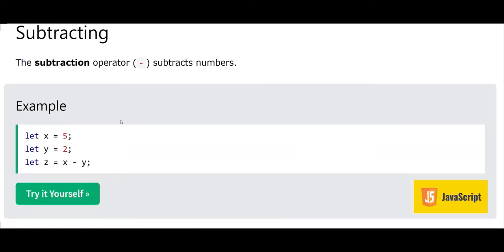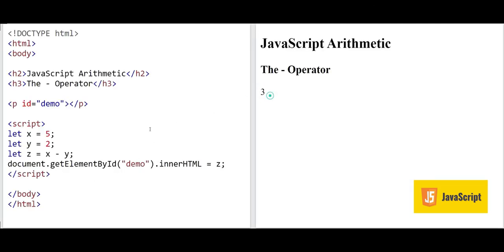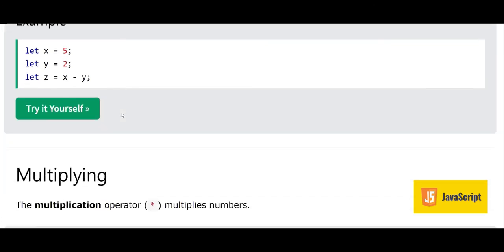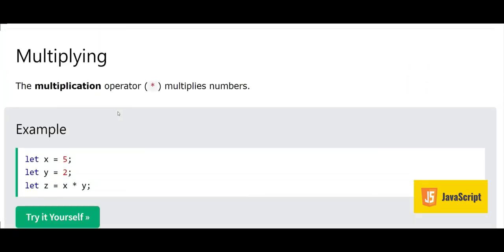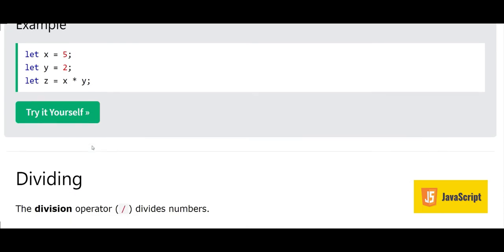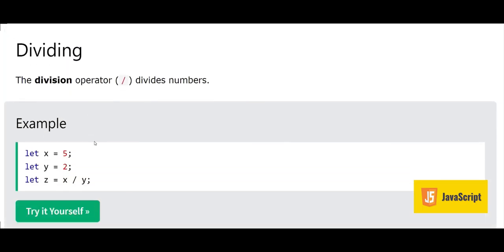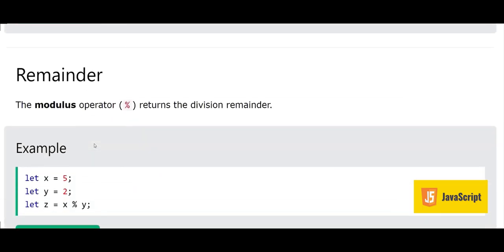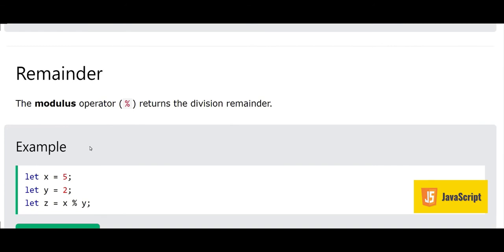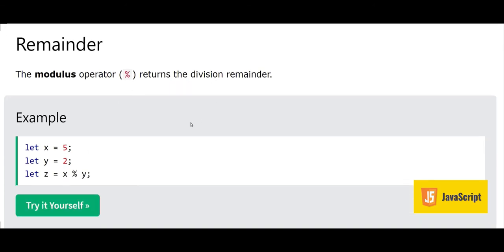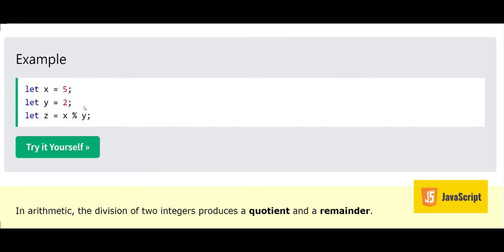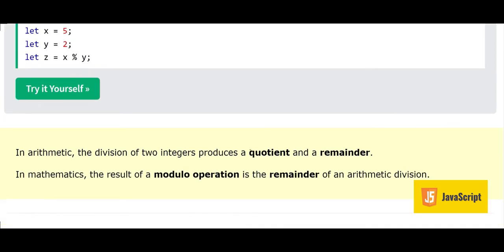Similarly, we have subtraction. Subtract will subtract these two numbers and the answer will be 3. You know that, right? Similarly, we have multiplication, where we multiply two numbers, division, where we divide two numbers, and remainder, which returns the division remainder, right? As you know, when we divide two numbers, we get a quotient and a remainder, and this operation will give us the remainder.